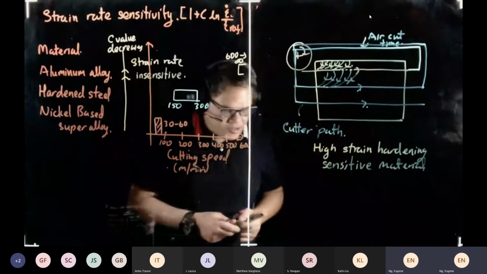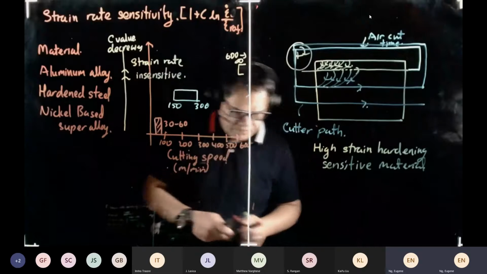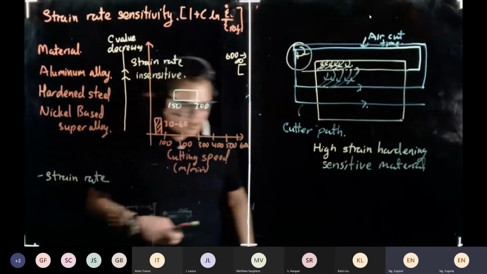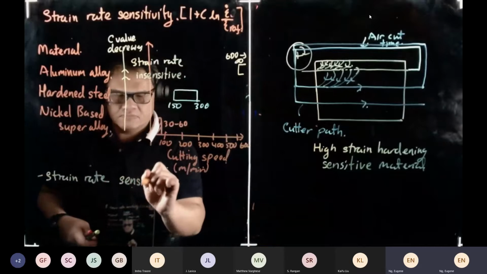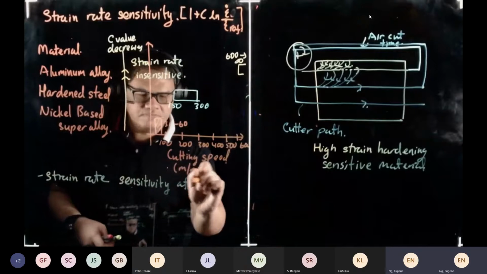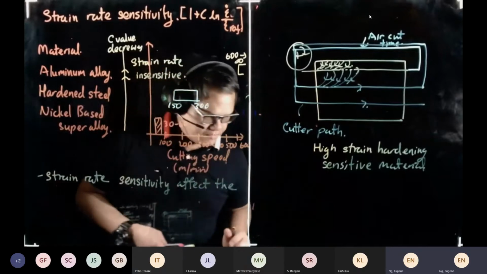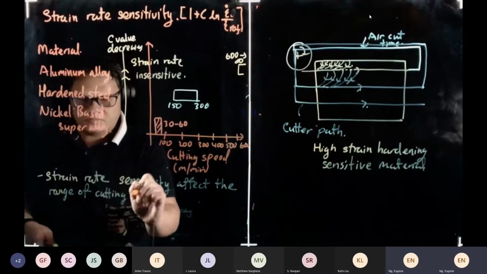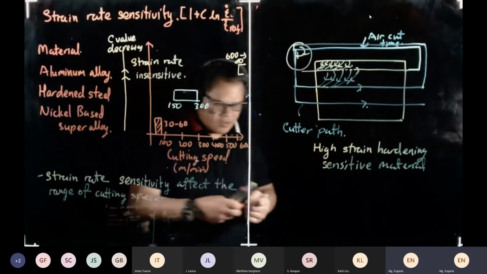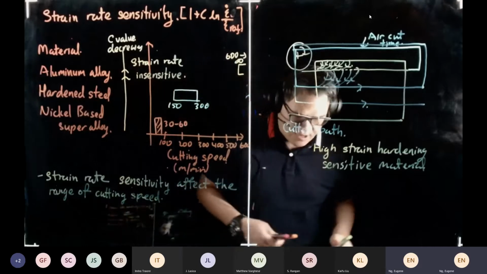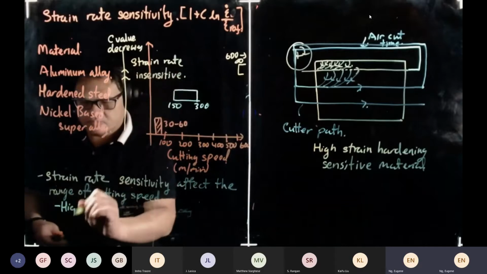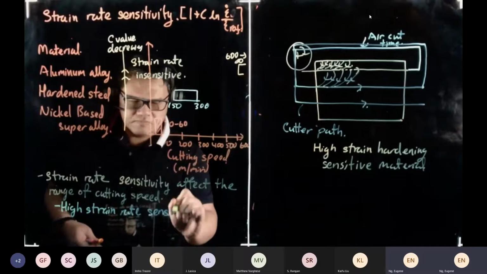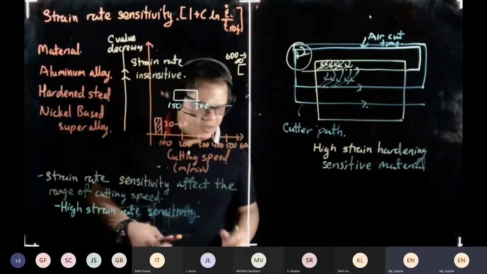Okay, I'll write this out. So the strain rate sensitivity affects the range of cutting speed. Okay, it affects the range of cutting speed. So high strain rate sensitivity material.